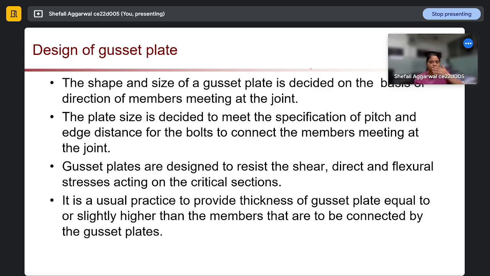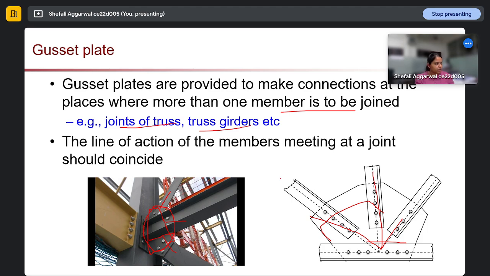So how do we design a gusset plate? First, the shape and size of the gusset plate is decided on the basis of the direction of members meeting at a joint. If we see the previous figure, based on the direction of our members and their line of action, our gusset plate size and shape will be designed. In this case, all three are in a triangular arrangement, which is why our gusset plate was in a pentagonal shape, right?